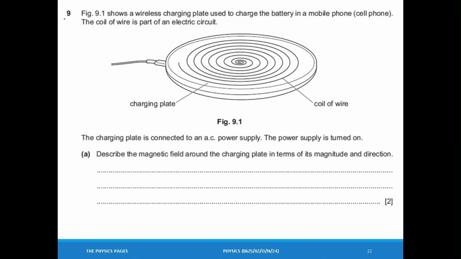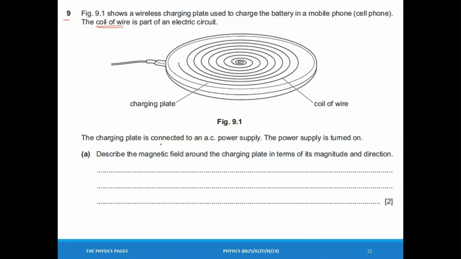Question number 9. Figure 9.1 shows a wireless charging plate used to charge the battery in a mobile phone or a cell phone. The coil of wire is a part of an electric circuit. Wire is usually straight and a coil of wire is like making rounds. It's a coil, not a wire. This is a coil of wire.